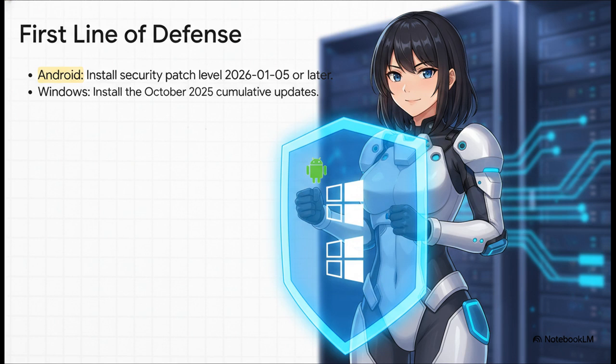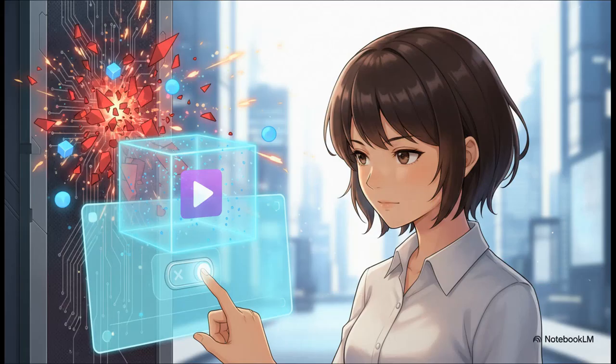For Windows, make sure you've installed the cumulative updates from back in October 2025. This is how you get the fixed version of the Dolby software onto your device. Now, if you want to add some extra layers of security, especially on a desktop, you can. Turning off automatic media previews in your File Explorer or email is a big one. That gets rid of the main attack vector on Windows.